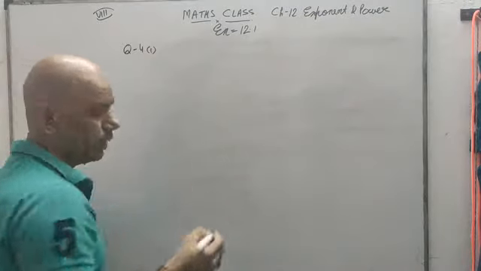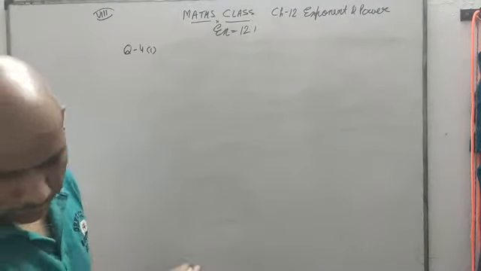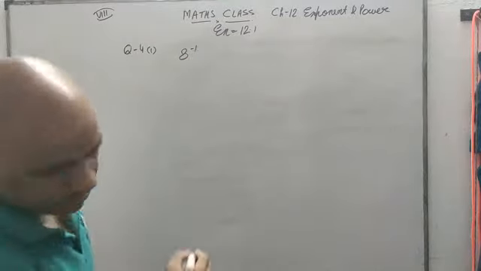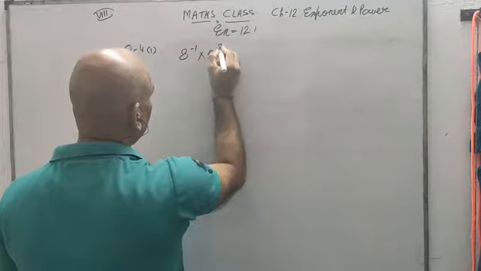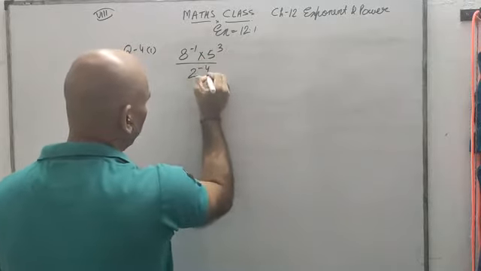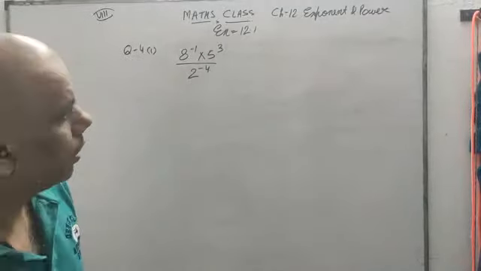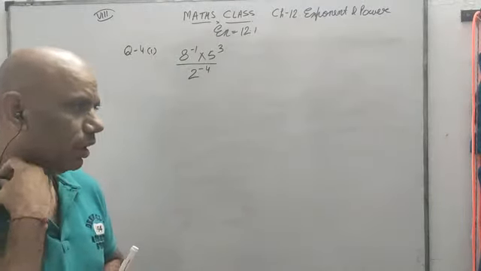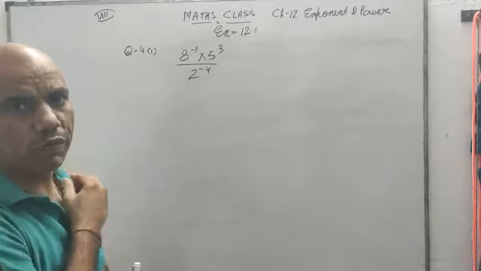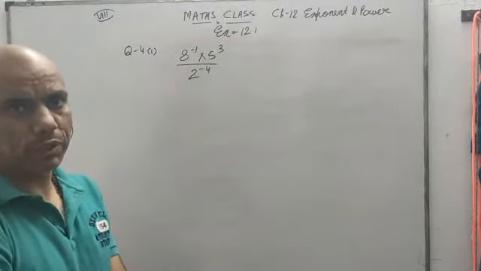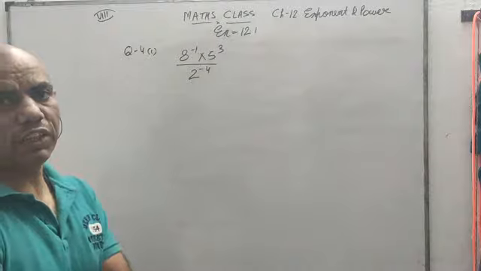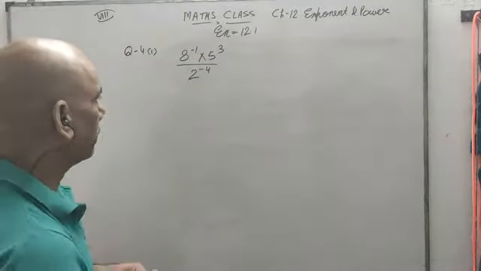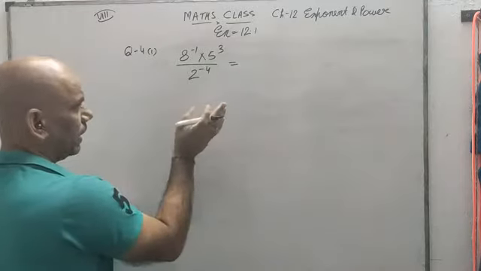Question number 4, part 1 is saying to evaluate 8 to the power minus 1 into 5 to the power 3 upon 2 to the power minus 4. Now first of all, in all these questions you will have to do two things. The first is that wherever there is a negative exponent, make it positive, and the second is if there is anyone whose prime factorization is possible, make its prime factors. Okay, so the first thing is that I am making the negative power positive.